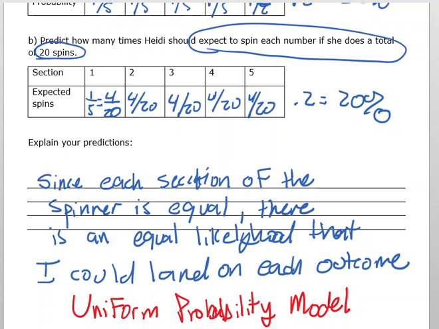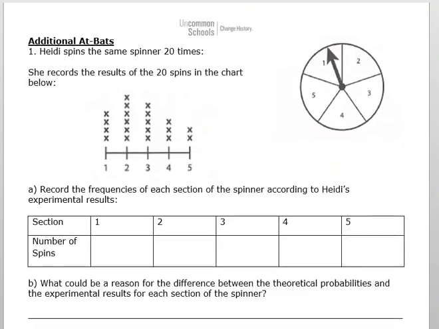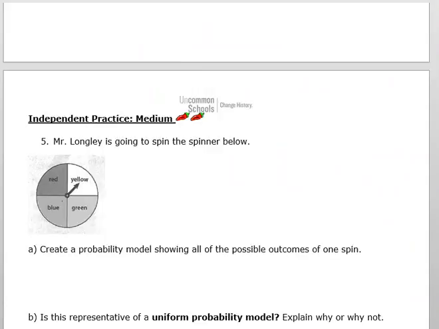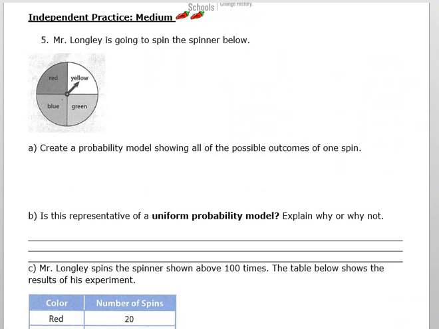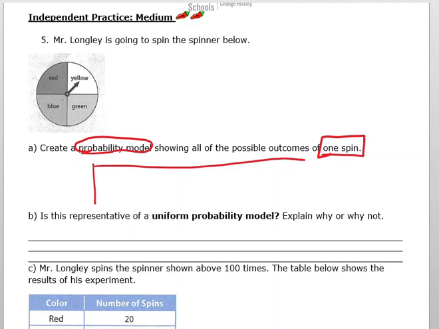And we're going to go down to independent practice medium. Okay, cool. Mr. Longley is going to spin the spinner below. Again, I have a spinner that has 4 equal parts. Create a probability model showing all the possible outcomes of one spin. Okay, so in this case, I'm just going to make a really quick chart, just like we saw on the first page.